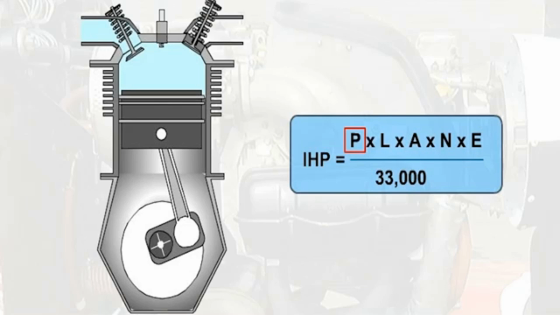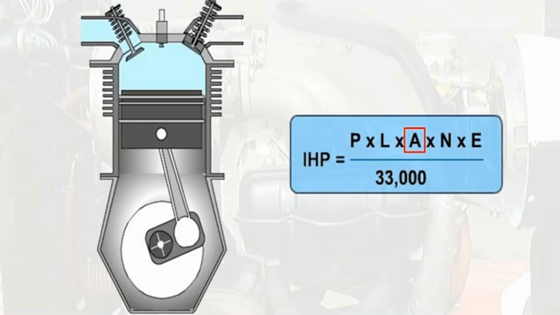In the formula, the P represents the indicated mean effective pressure in pounds per square inch. However, we are still required to determine several other values. The L represents the length of the stroke in feet, the length of the stroke being the distance the piston moves between top dead centre and bottom dead centre.